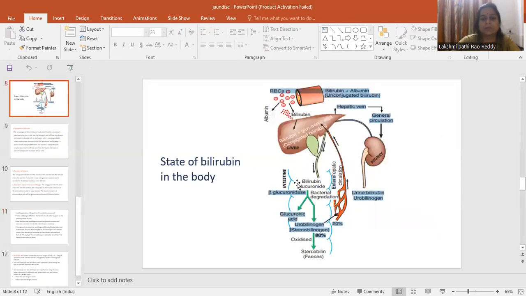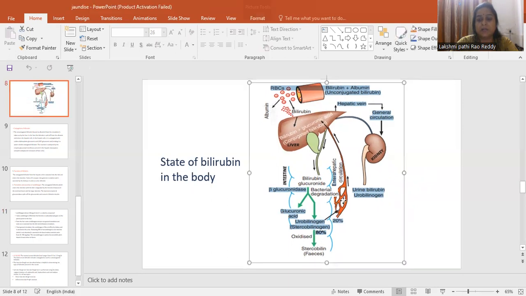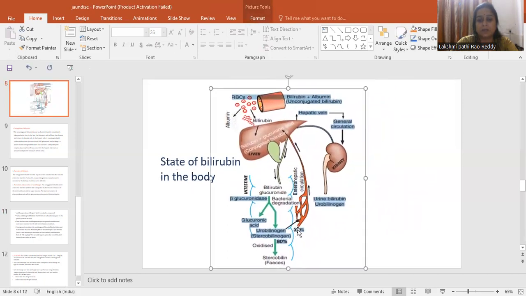So this portion: this RBC is degraded into bilirubin. Bilirubin binds with albumin. Then this bilirubin binds with glucuronic acid and is called conjugated bilirubin. Out of this, 80% will be excreted in the form of stercobilin and 20% will enter the enterohepatic circulation.